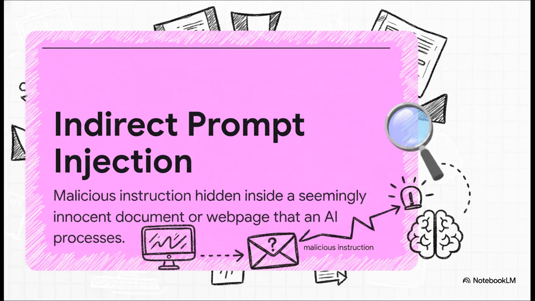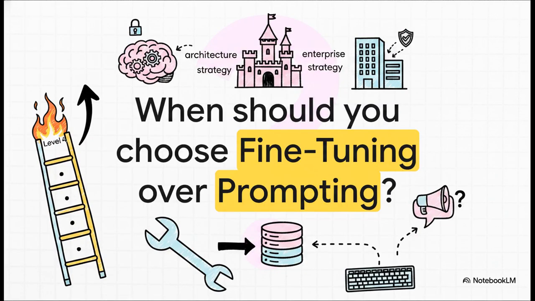Imagine you ask your AI assistant to summarize a web page or, say, read an incoming email. If a hacker has hidden a malicious instruction in invisible white text on that web page or buried inside that email document, the AI reads it, processes it as a valid instruction, and just executes it without you ever knowing. It's essentially tricking the AI through a completely secondary external source. Wild, right? Okay, things are definitely heating up now.